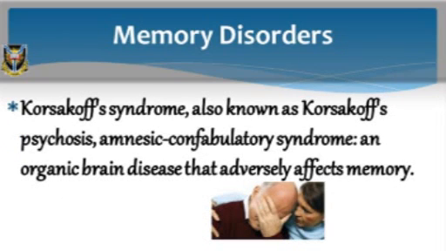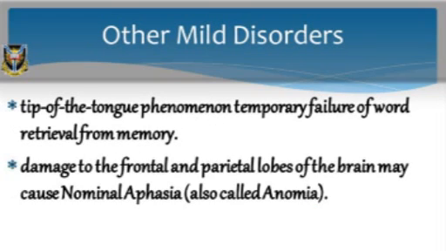Another disorder is Korsakoff syndrome, also known as Korsakoff's psychosis. Amnesic confabulatory syndrome is an organic brain disease that adversely affects memory. Now, not a disorder: a common temporary failure of word retrieval from memory is the tip of the tongue phenomenon. Sufferers of nominal aphasia, also called anomia, however, do experience the tip of the tongue phenomenon on an ongoing basis due to damage to the frontal and parietal lobes of the brain.